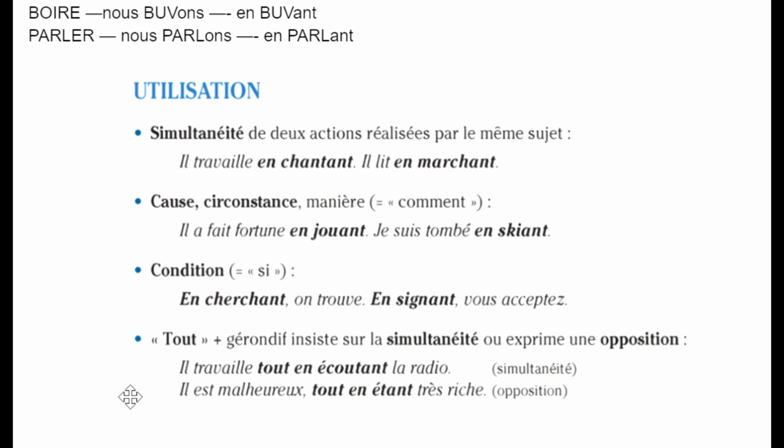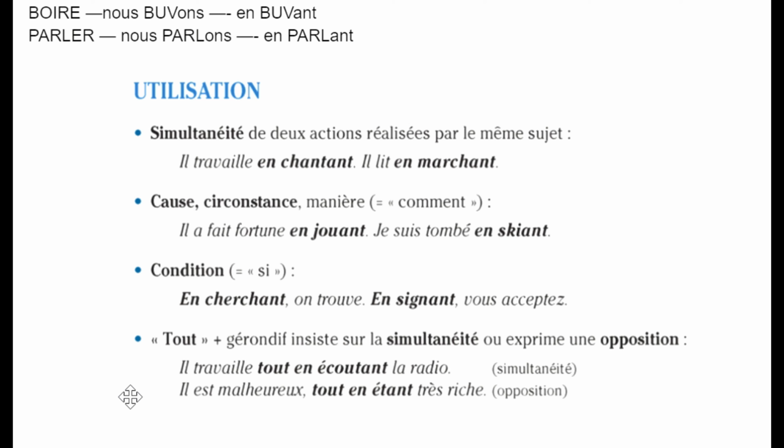Second example for the opposition. Il est malheureux tout en étant très riche. He's unhappy all the while he's very rich. So it happens, but normally you would expect someone who is rich to be happy. So it's opposition in that case, right? You were trying to make a point: but he's unhappy. So how come he's unhappy while he's very rich? So that's the idea here. Il est malheureux tout en étant très riche. It's two concepts that don't work together, okay?